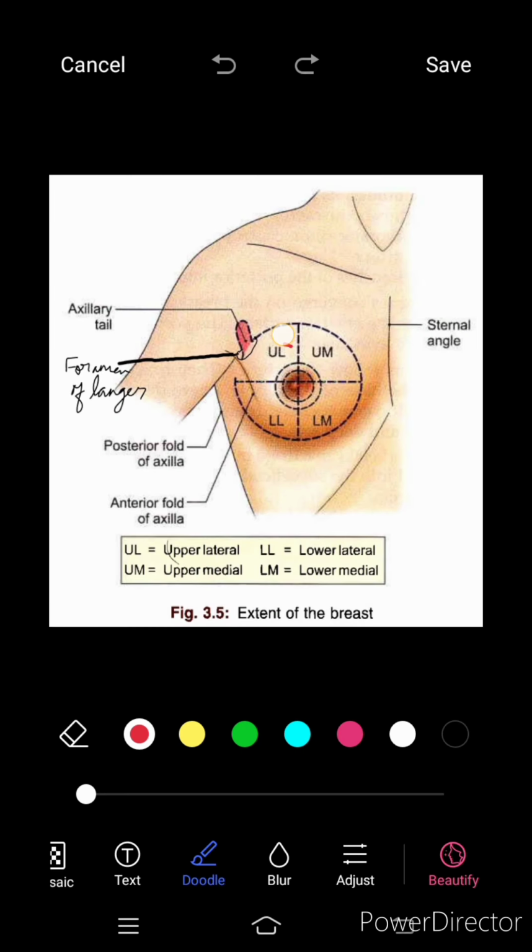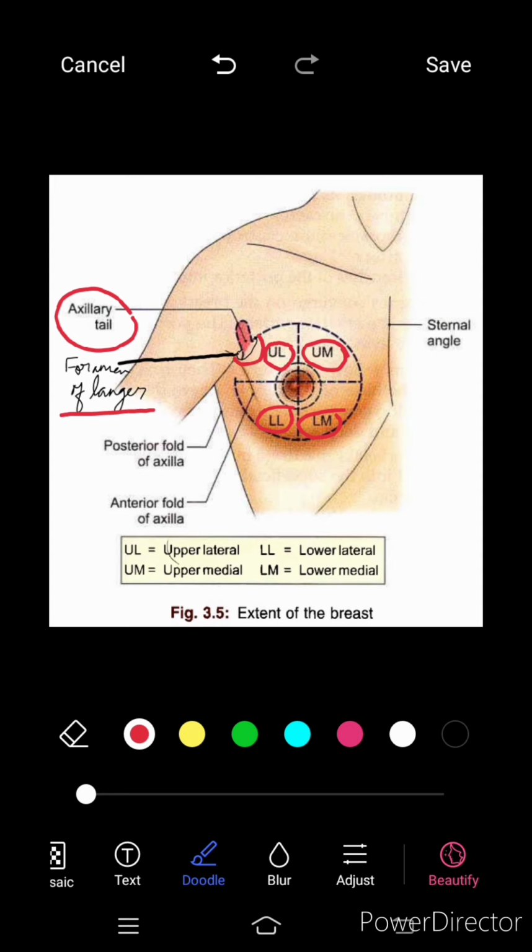Now let us see this figure of the extent of the breast. So the breast is divided into the four quadrants, that is upper lateral, upper medial, lower lateral and lower medial. And from the upper lateral quadrant, a small extension called the axillary tail of Spence arises and it passes through an opening in the deep fascia and lies in the axilla, and this opening is called foramen of Langer.